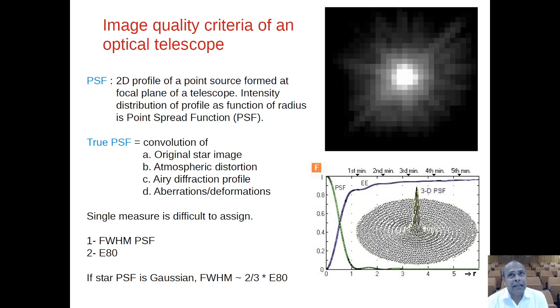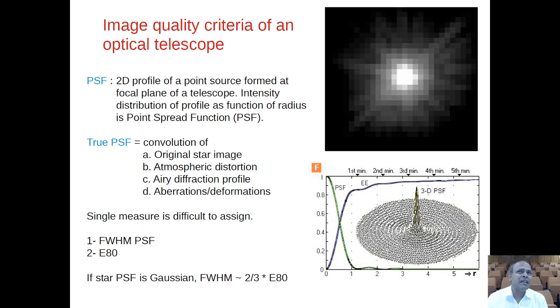Now we will discuss image quality criteria for an optical telescope. What you see is that when we image point sources at the focal plane using a camera, two-dimensional images form, x versus y, and the y-axis is the intensity. This two-dimensional profile of a point source formed at the focal plane of a telescope, when we discuss the intensity distribution of this profile as a function of radius, we call it a point spread function. So PSF is a very important parameter when we discuss the image quality criterion of an optical telescope.